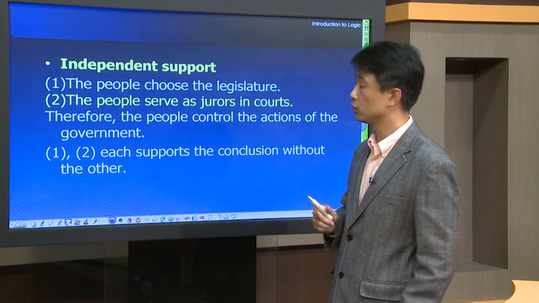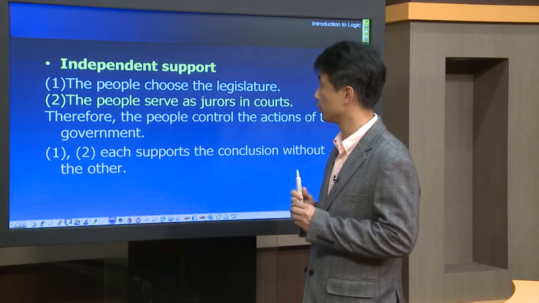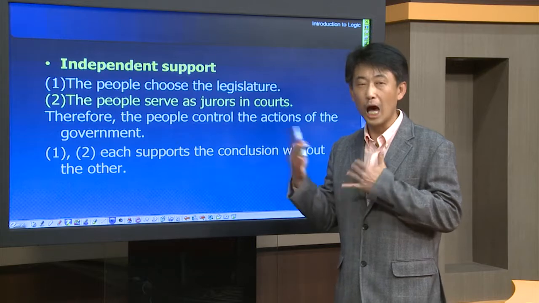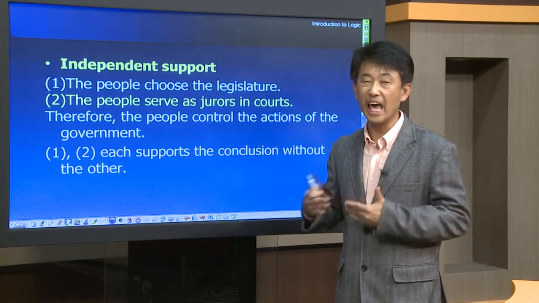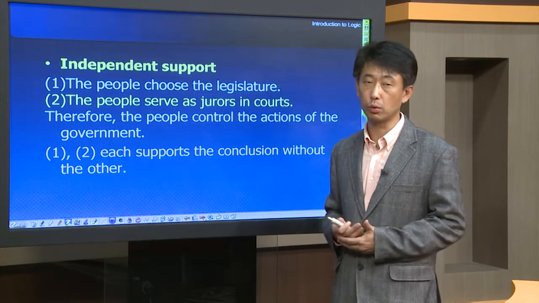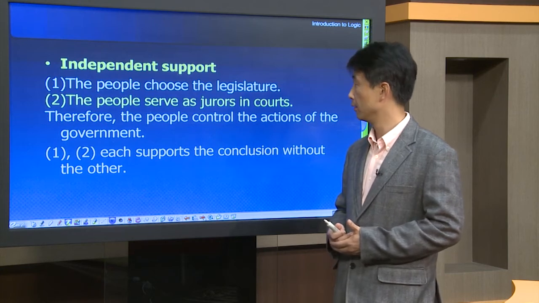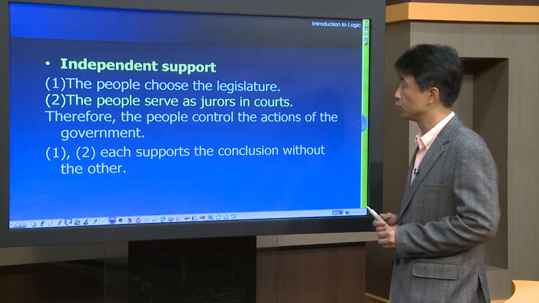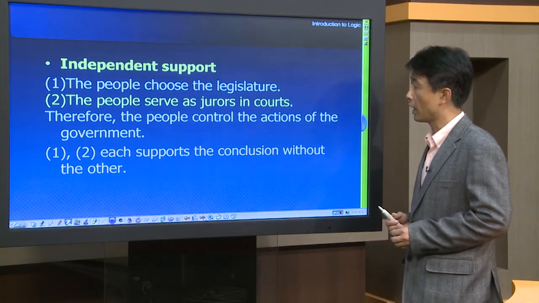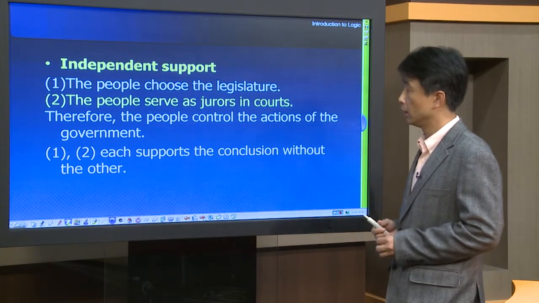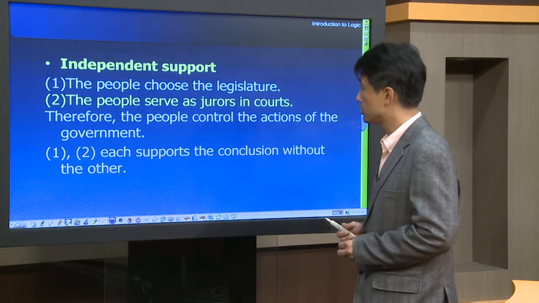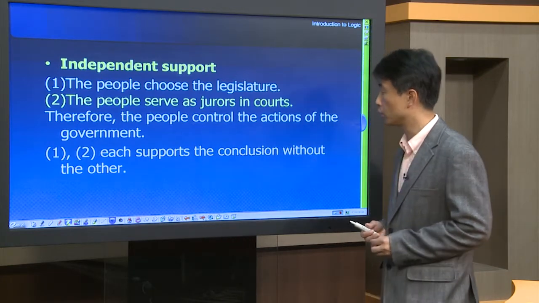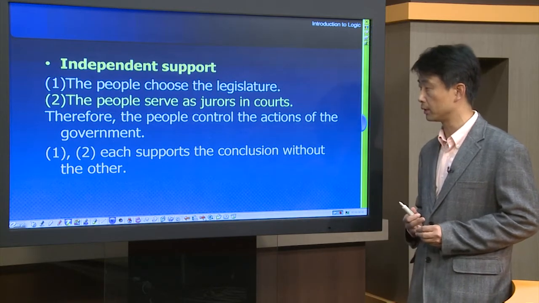We can compare joint support with independent support. Here, each premise without the other gives at least some support for the conclusion. First premise, the people choose the legislature. Second premise, the people serve as jurors in courts. Therefore, the people control the actions of the government.